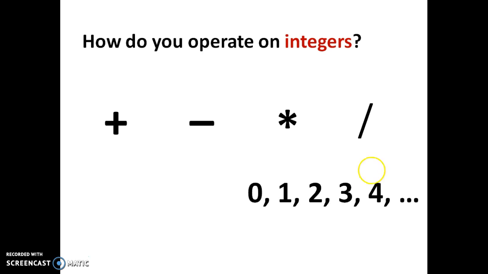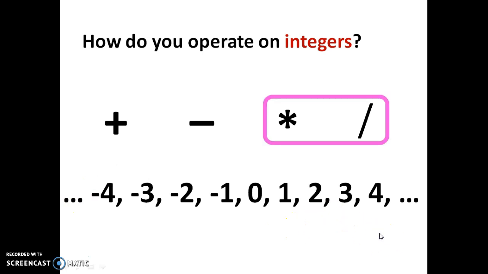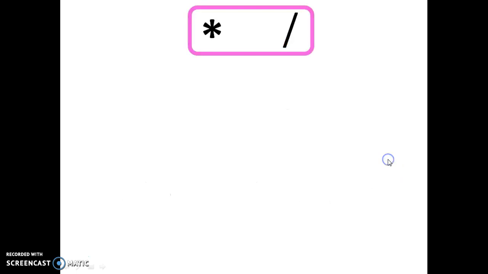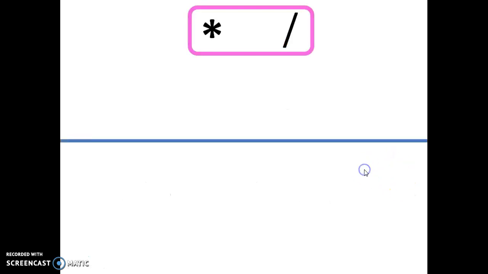So integers are whole numbers, so 0, 1, 2, 3, 4, etc., and the opposite of those whole numbers. So -1, -2, -3, -4, etc. So we get this number line type thing going on here. Okay. So let's take a look first at how to multiply and divide integers.